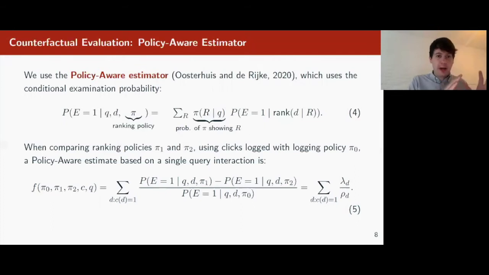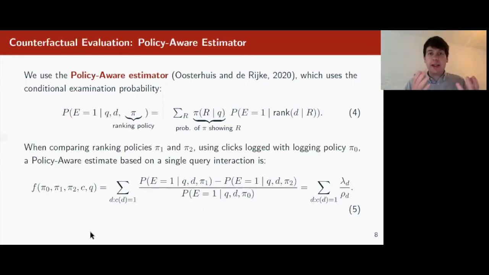Now, when we're comparing two ranking policies, we'll use an estimator that uses this function that I just put on screen for its individual estimates. I don't have time to go into the full details. Please read the paper if you're interested in that. But the idea here is that we're comparing the ranking policy pi1, or ranking policy 1, and ranking policy 2, or pi2. But the clicks have been logged with the logging policy 0, or pi0.